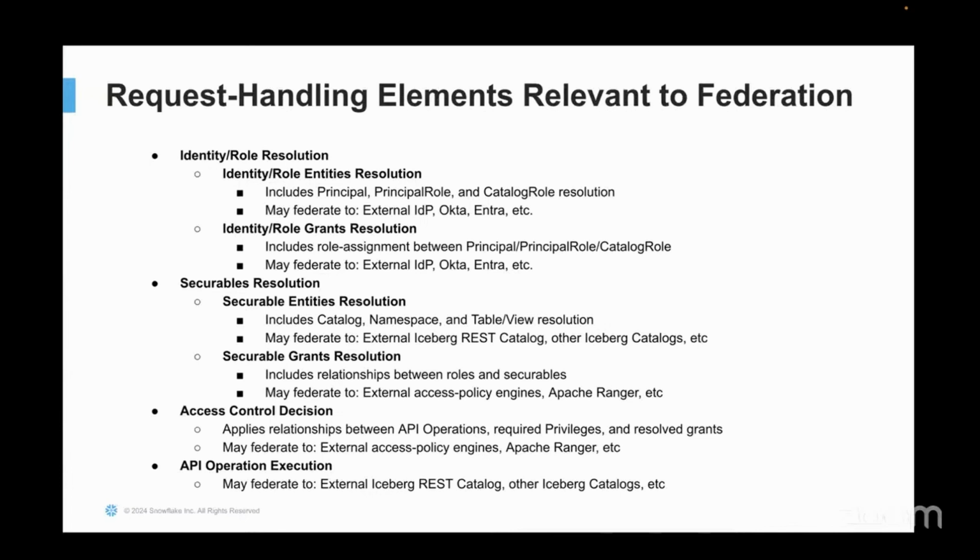It's really just these four things. Polaris will figure out what are the identities and roles coming in with the request. It will figure out what are the securables that pertain to the request. It'll make an access control decision, to say yes or no, whether this thing is allowed. And then it'll execute the business logic, right? So just those four things: get the identities, get the securables, make an access control decision, and then do the thing.